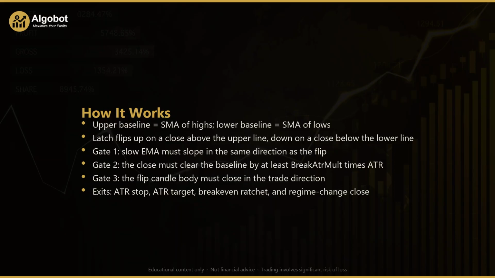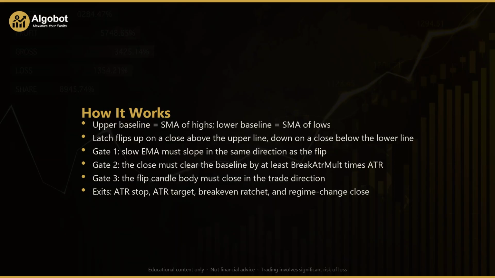The first is the slope regime gate. A slow exponential moving average, the trend line, is compared against where it stood a few bars ago. For a long, this slow average must be sloping upward. For a short, it must be sloping downward. This keeps the strategy from taking flips that fight the broader trend. The second gate is the decisive break. The flip bar's close must clear its baseline by at least a set multiple of ATR, defined by the BreakAtrMult multiple parameter. This rejects marginal pokes just over the line and only accepts breaks with real conviction behind them.